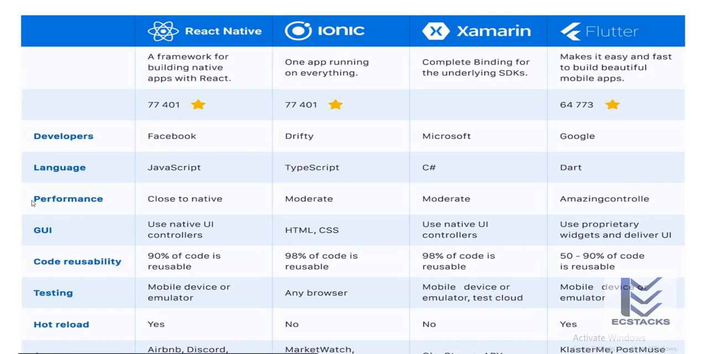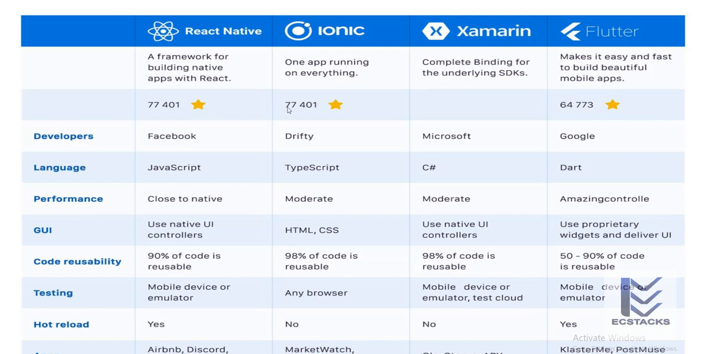About performance. The performance of React Native is close to native. The Ionic performance is moderate, and Xamarin is also moderate, and the performance of Flutter is amazing.